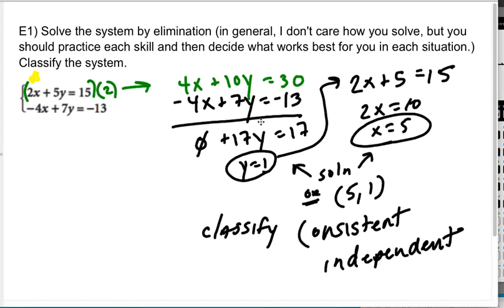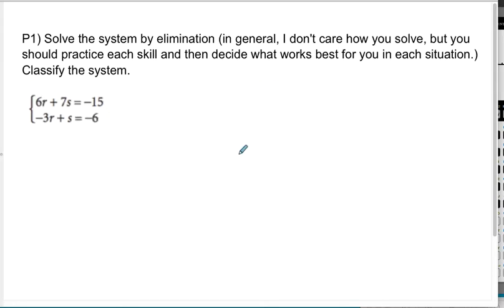So going to the next slide, you're going to try a P1. Again, you can choose to eliminate either variable here. Go ahead and pause me if you want to do this on your own. Here, I would argue that yet again, there is an easier candidate. My choices are either to multiply the bottom equation by a positive 2, which would give me -6 and positive 6 for the r coefficients, or I could multiply the entire bottom equation by a -7 to make the s's cancel.